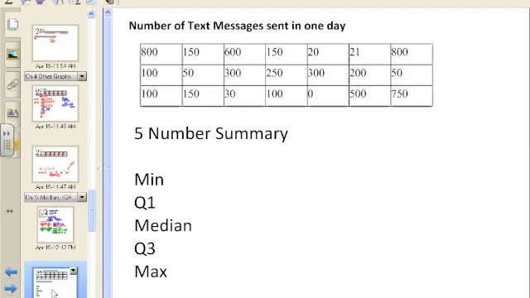So I'm going to take a shortcut. My shortcut is that I find these numbers on my calculator. So we're going to do that right now.